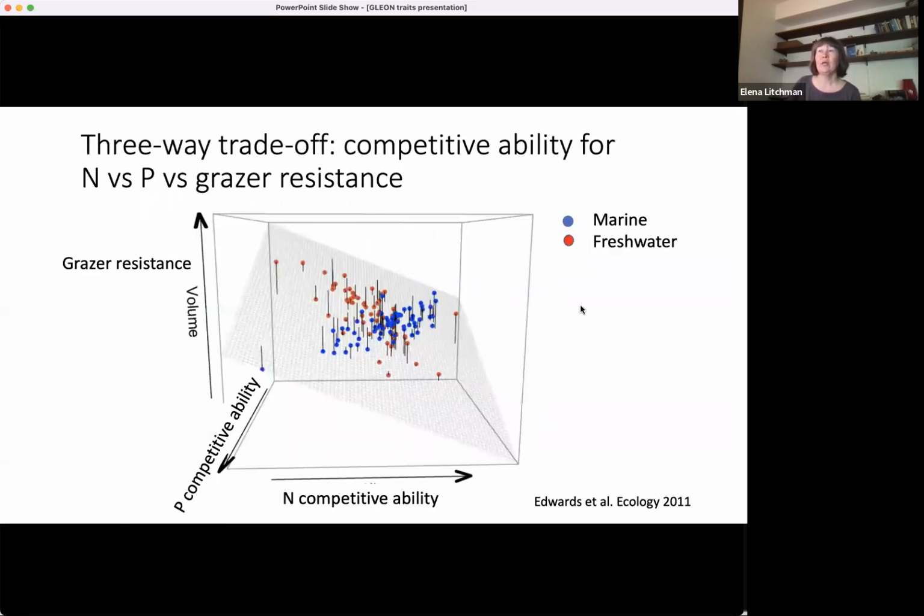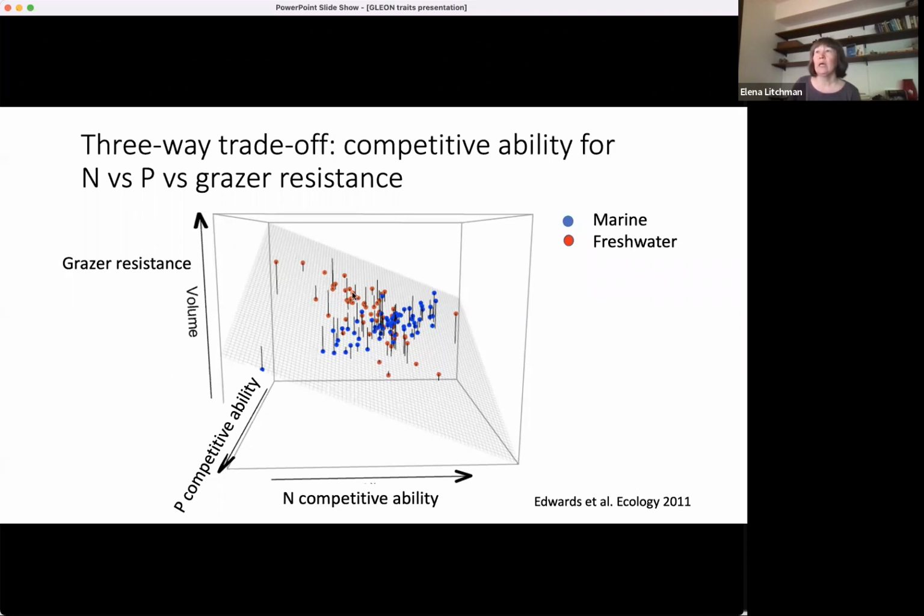So an interesting finding that we had a while ago is that traits are correlated not necessarily in a pairwise fashion, but also there are multi-dimensional trait correlations. And so here's an example of this three-way trade-off where we looked at the nitrogen competitive ability, phosphorus competitive ability, and cell volume, which is a proxy for grazer resistance. And so we can see that different species represented by these dots align themselves on this surface.